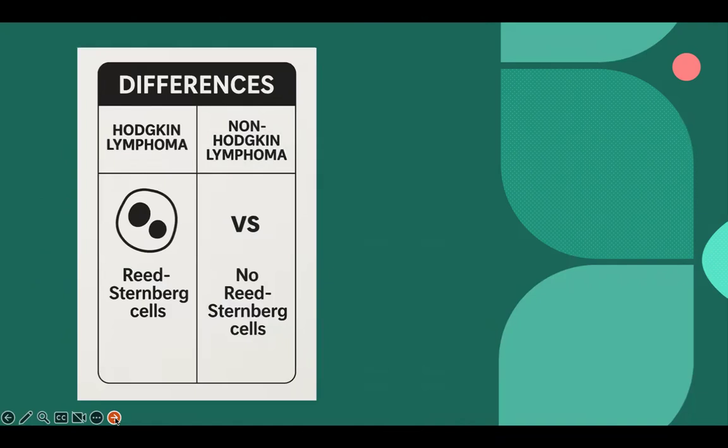First, we will see what is the difference between Hodgkin lymphoma and non-Hodgkin lymphoma. In Hodgkin lymphoma, there is a presence of Reed-Sternberg cells, while in the non-Hodgkin lymphoma, there is absence of Reed-Sternberg cells.